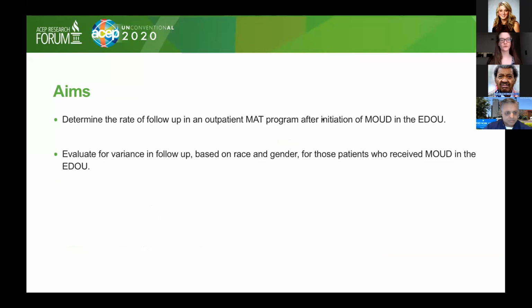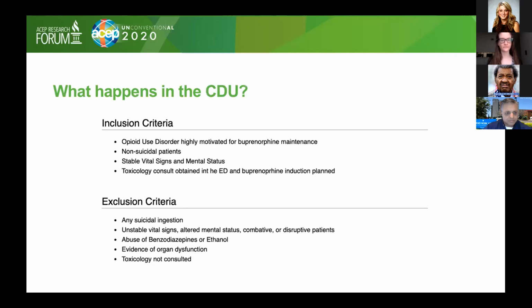So the goals of this study were, first of all, just to determine our rate of follow-up to outpatient medically assisted therapy after initiating Suboxone in the observation unit. And then we were evaluating any disparities or discrepancies we saw in follow-up based on race or gender for those patients who did have MAT initiated in the observation unit.